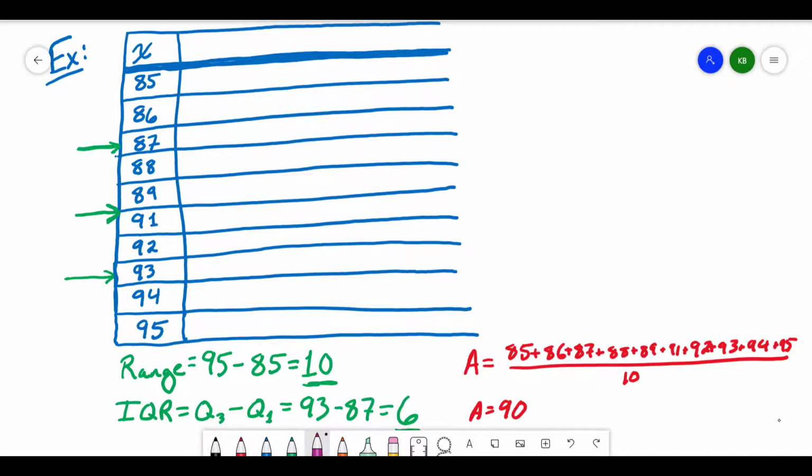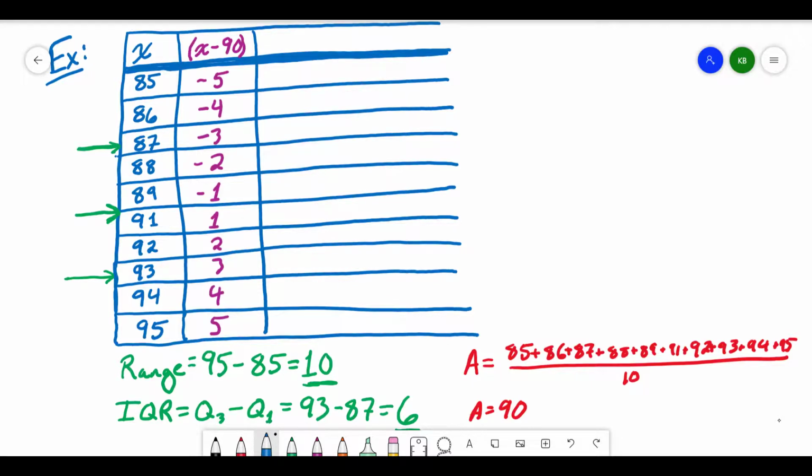So the first step to finding the standard deviation was to find all of the individual deviations. And I found that by taking my x value and subtracting from it my average value. So I'll be subtracting 90. So for each of these values, I'm going to find x minus 90.